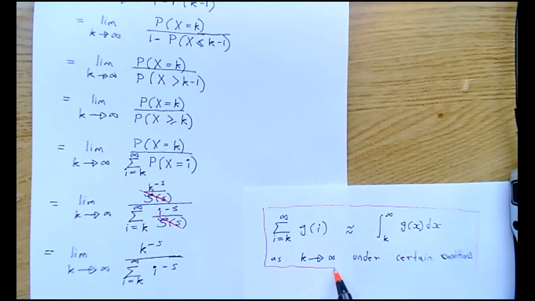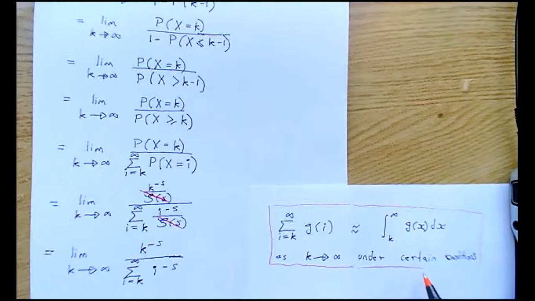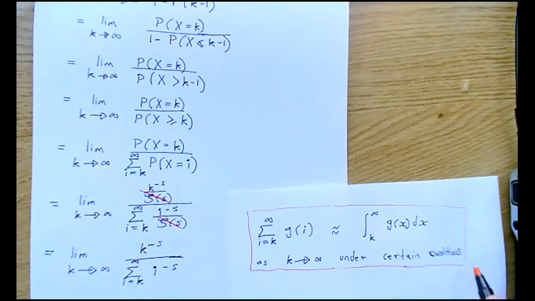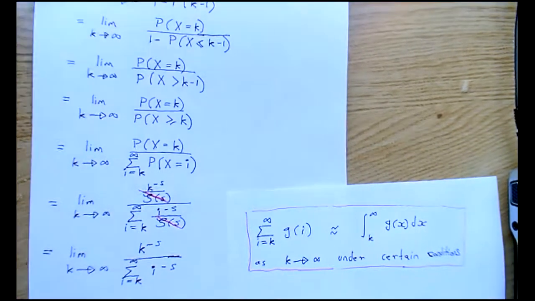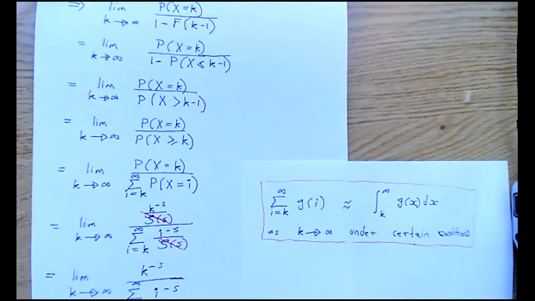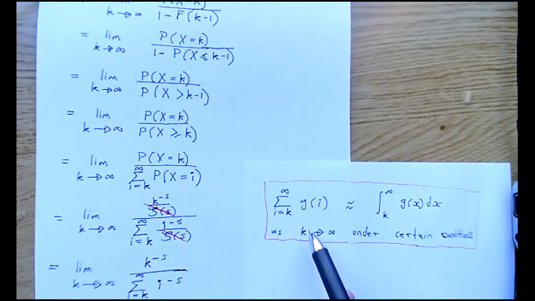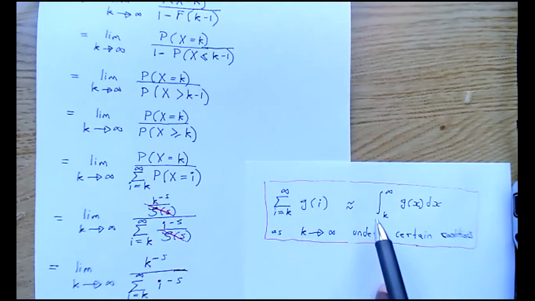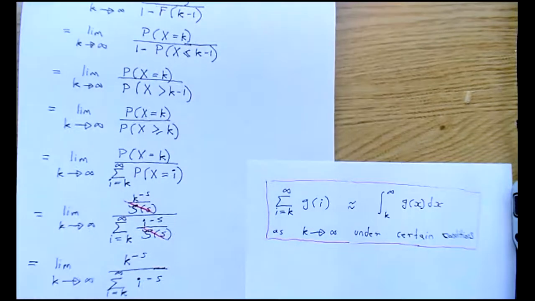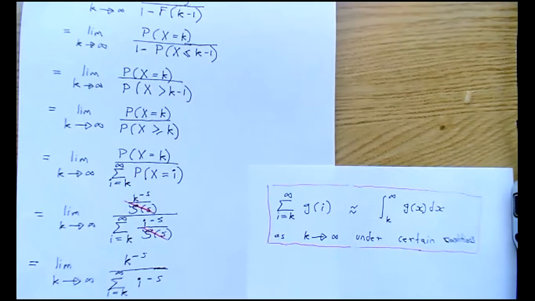I know some of you did. You must have done real analysis ages ago. Maybe you forgot, but if you don't remember, just try to remember this, guys. Okay. So basically it says that you should have the sum of a function g from k to infinity. You can replace the sum by the integral.